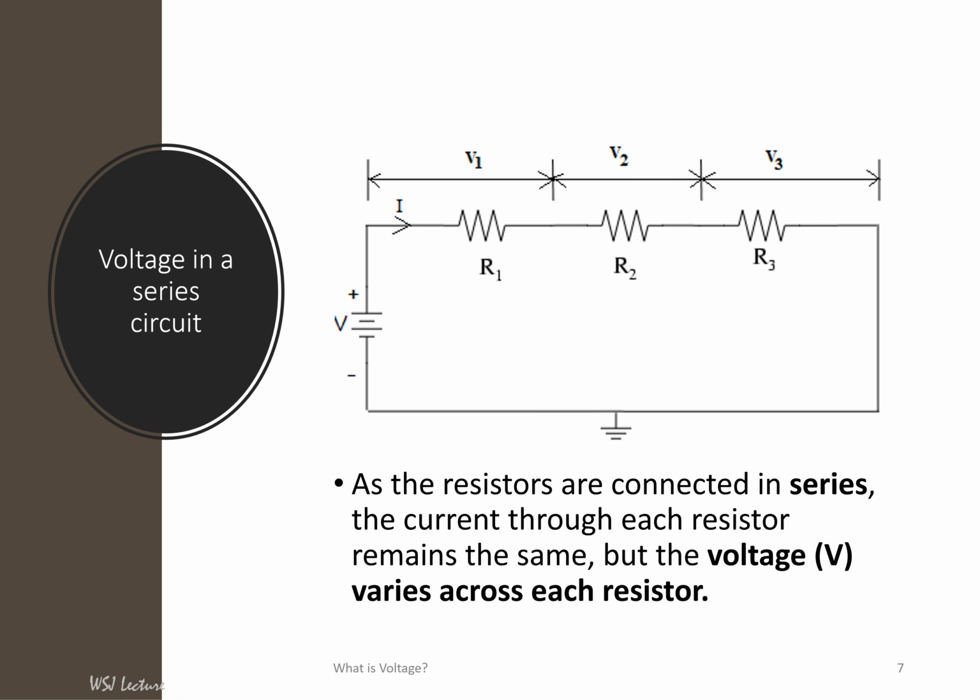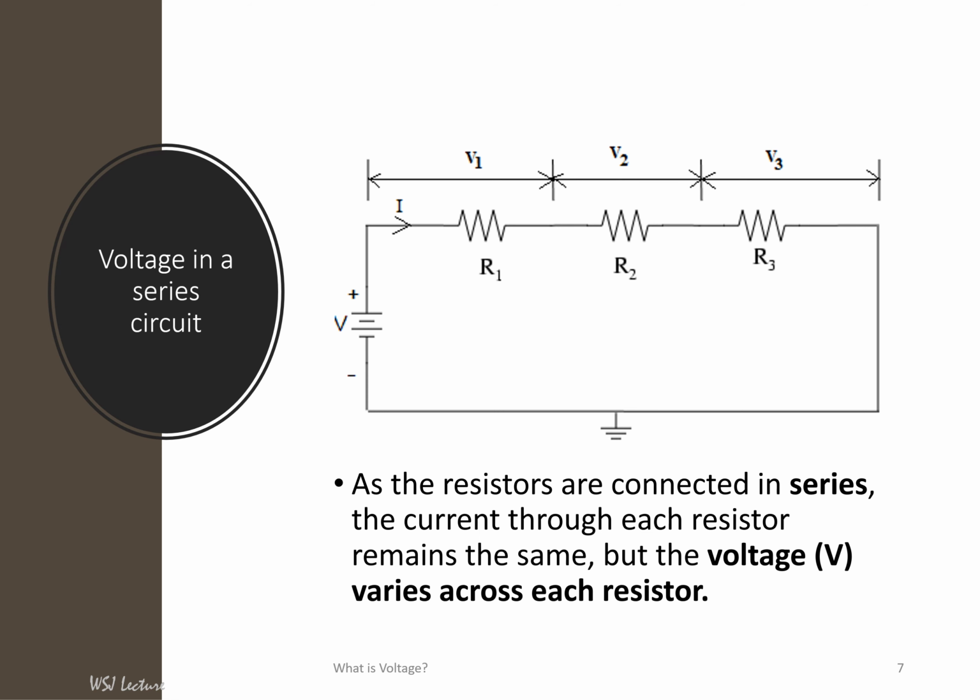Voltage in a series circuit. In the circuit, there are three resistors R1, R2 and R3 which are connected across a voltage source. These three resistors are connected in series. When the resistors are connected in series, the voltage won't remain the same. As there will be a voltage drop across each resistor, the voltage will be varying in each resistor.